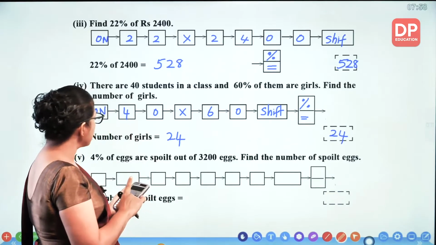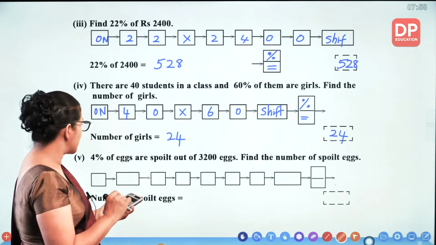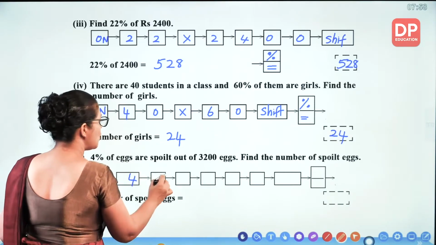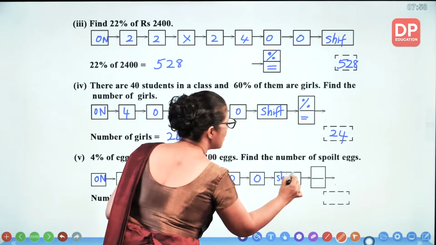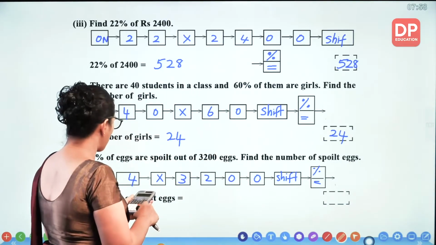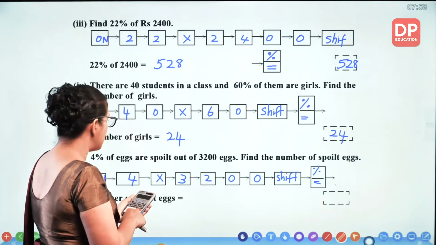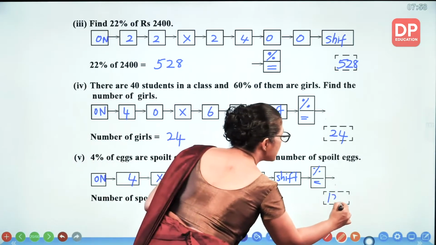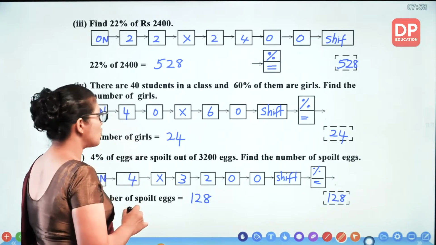This one: 4% of eggs are spoiled. Out of 3,200 eggs, find the number of spoiled eggs. So 4%. Switch on, 4 into 3,200 and shift with the percentage sign. Four into 3,200 and percentage sign, you get 128. So the number of spoiled eggs is 128.